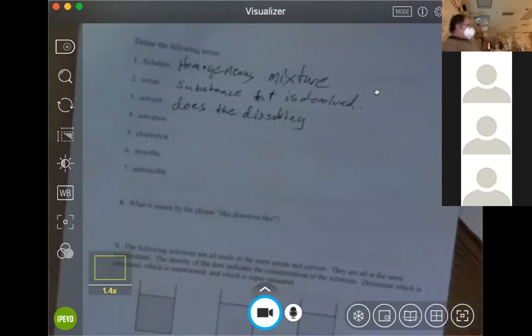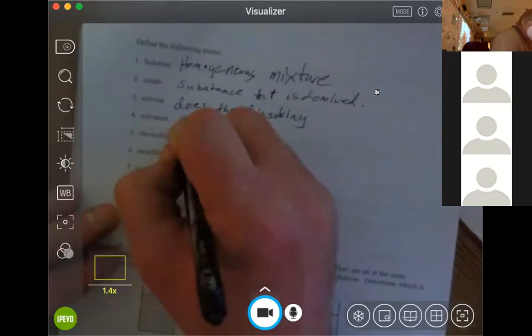What is solvation? It's like many science words. We have ation on the end. Precipitation, evaporation, condensation. What is solvation? The process of dissolving.